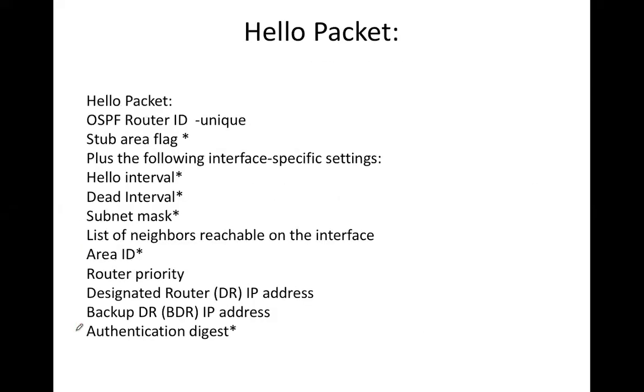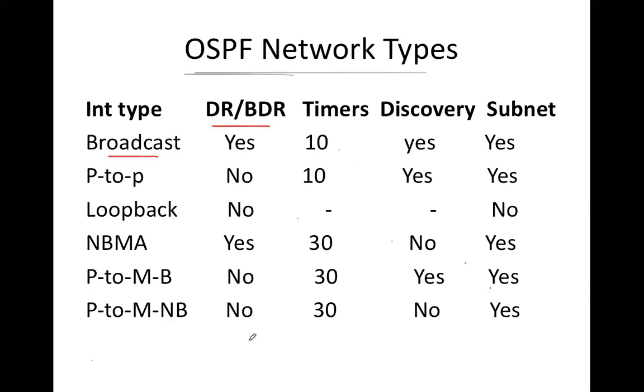So previously we discussed how OSPF forms the neighborship, and this is where we discussed the hello packet. This is the information a hello packet contains, and out of which, anything with a star, these parameters should match to form the neighborship, right? And then we also discussed the OSPF network types, and this is the time to implement it.